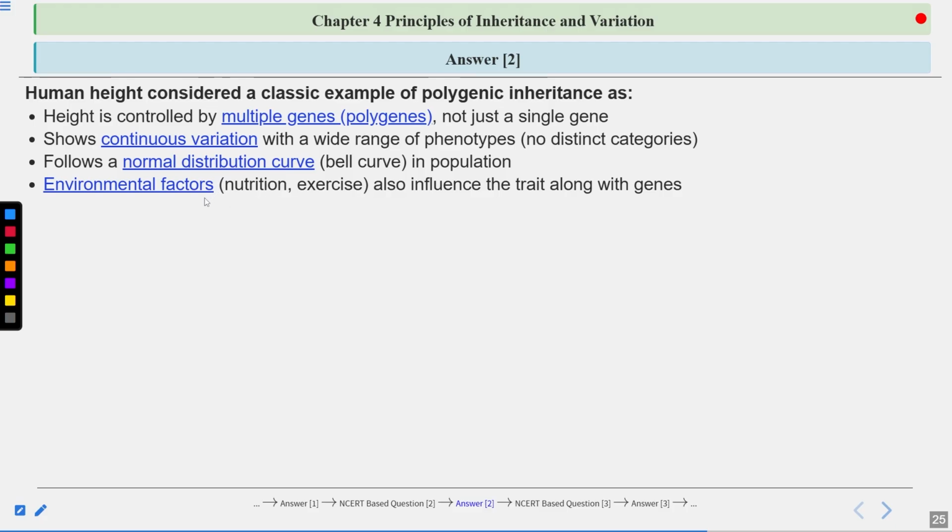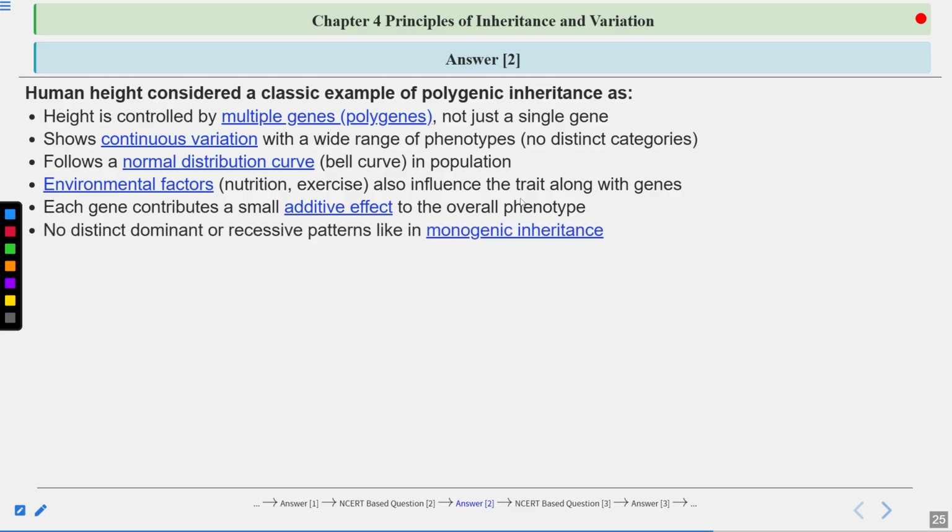They are influenced by environment. So height is influenced by environment such as nutrition and exercise. And each gene contributes a small additive effect to the overall phenotype. Okay, the more the number of dominant genes, the more will be the height in this case. Now, there is no distinct dominant or recessive pattern like in monogenic inheritance here.